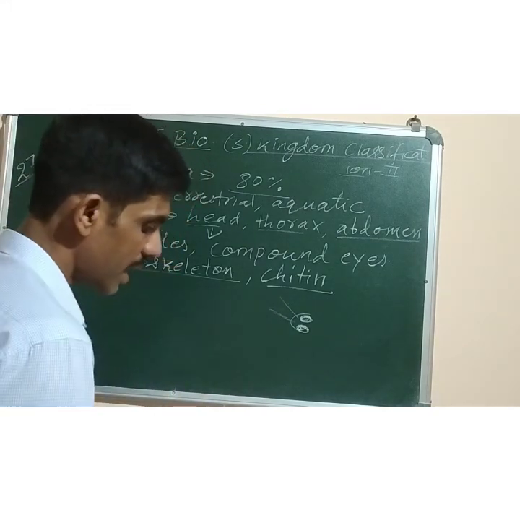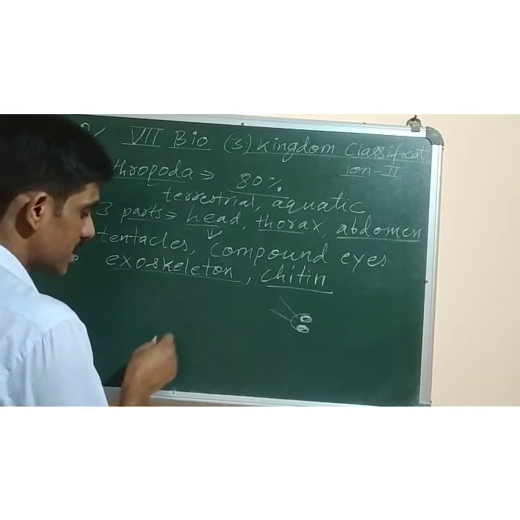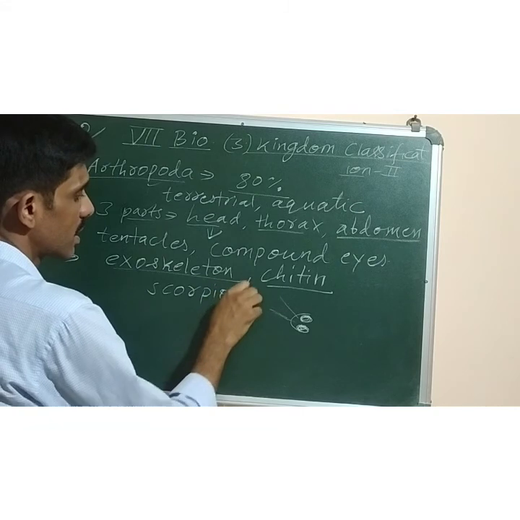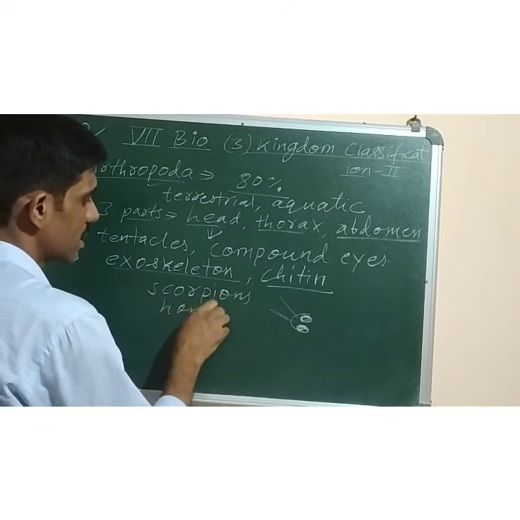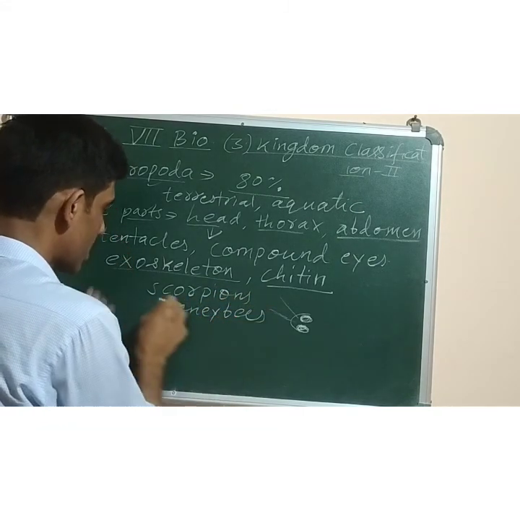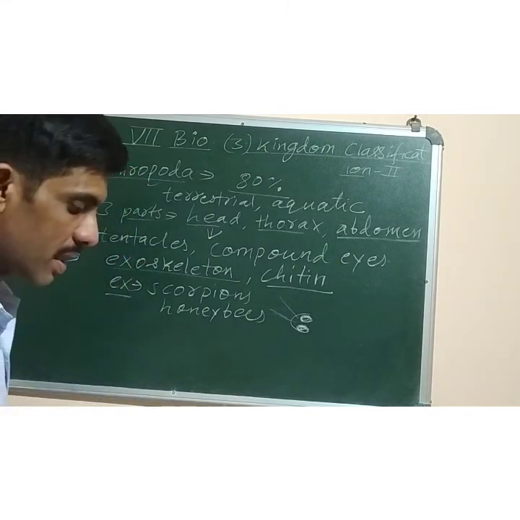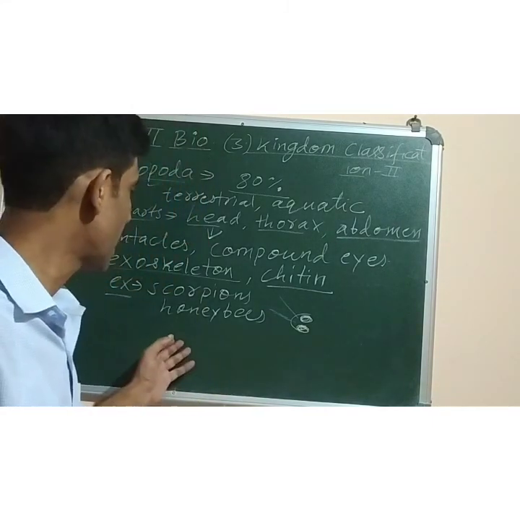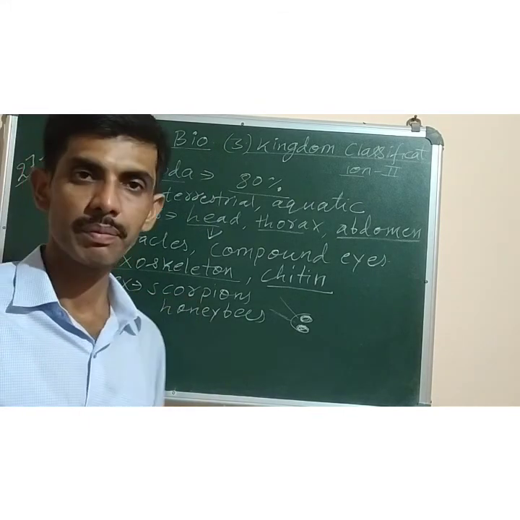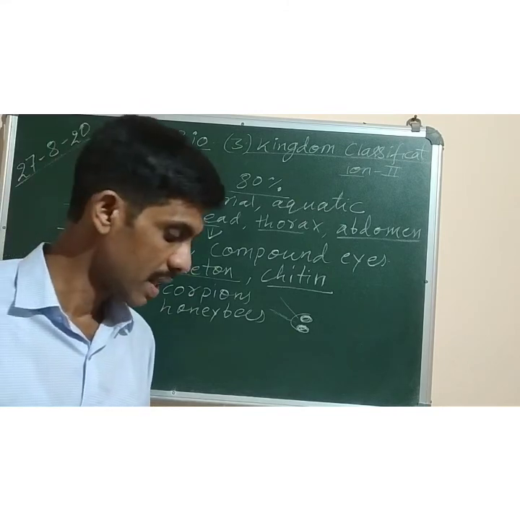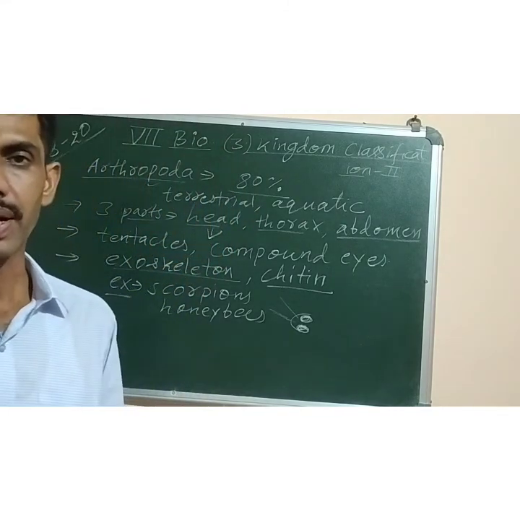And the examples are insects like honeybees, and scorpions. So scorpions and honeybees are the animals which belong to this phylum, that is Arthropoda. Now, you may have seen a honeybee as well as a scorpion. They belong to which phylum? The answer is Arthropoda.